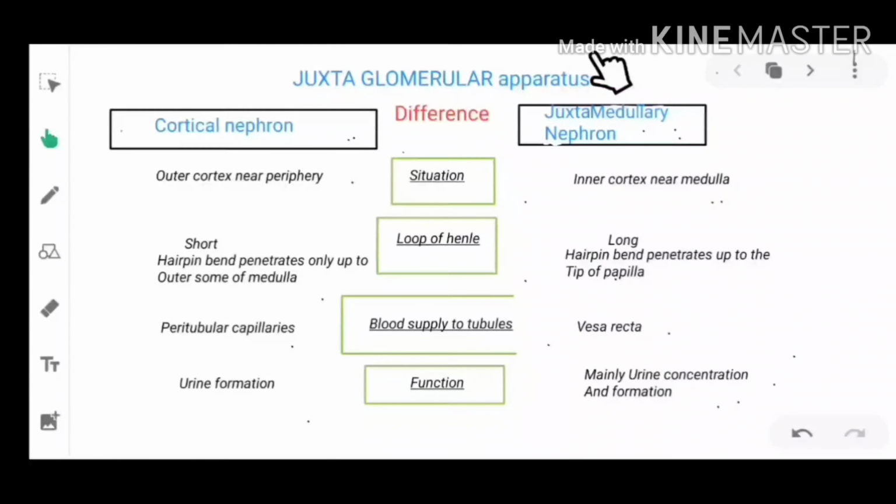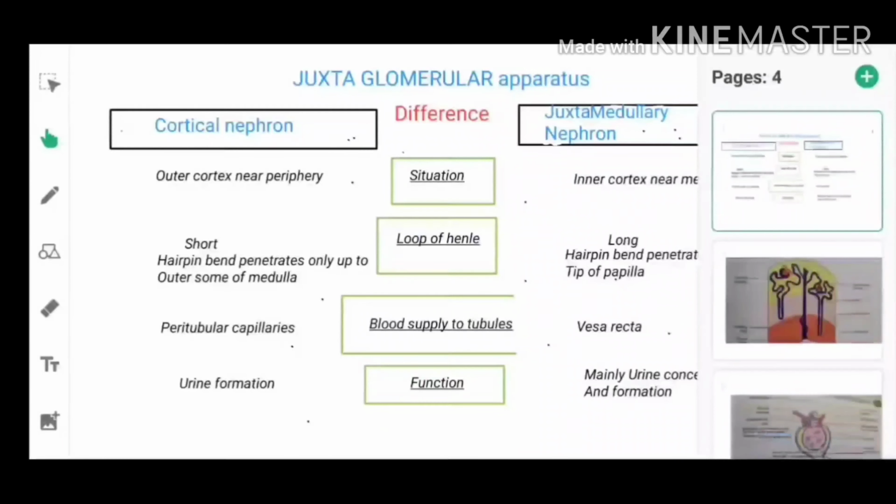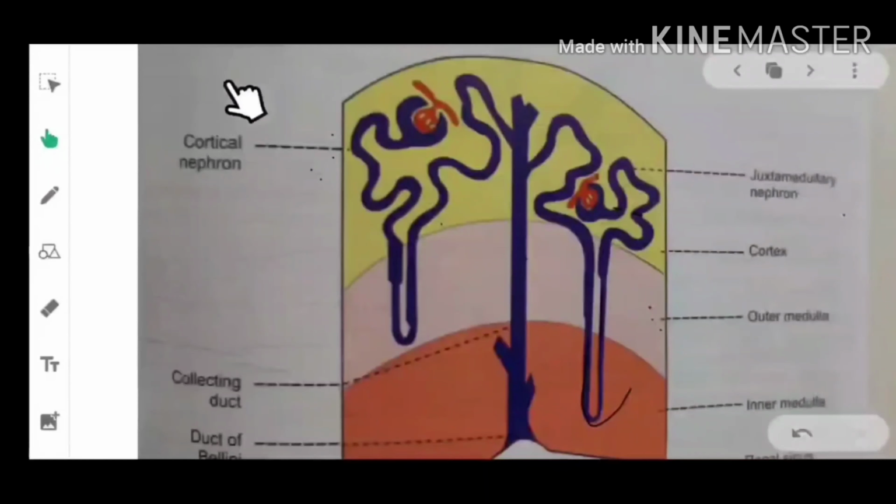Everybody, today our topic is juxtaglomerular apparatus, but before that we are going to study the difference between juxtamedullary nephron and cortical nephron. Based on the situation, cortical nephron is present in the outer cortex near the periphery, whereas juxtamedullary is present in the inner cortex near the medulla.